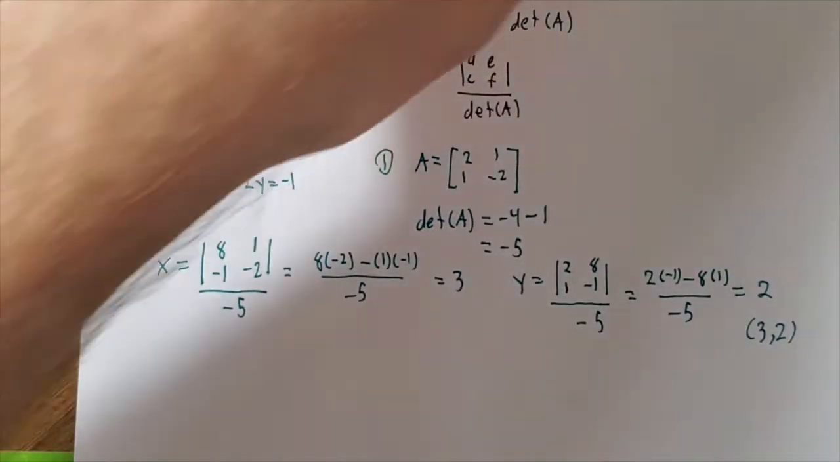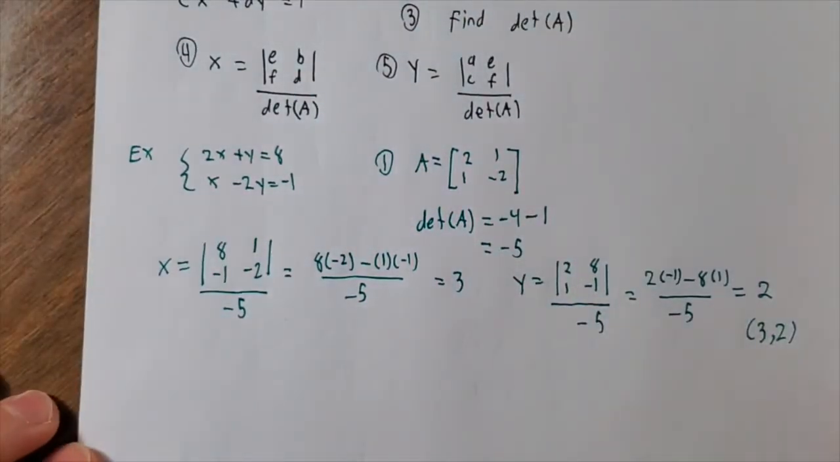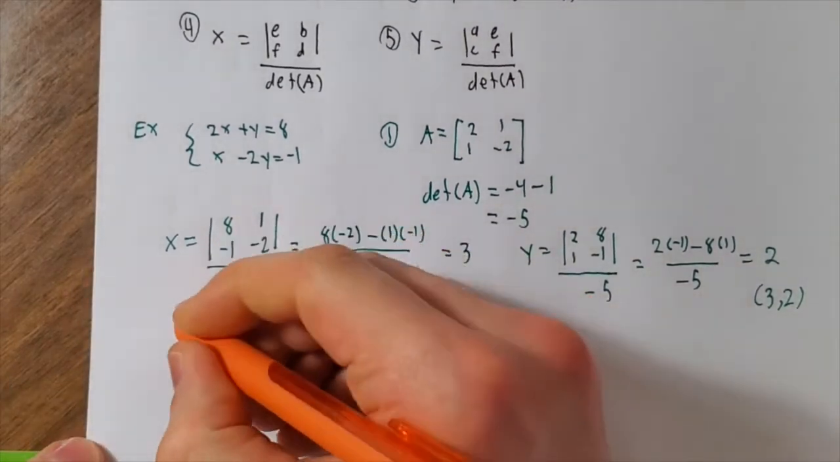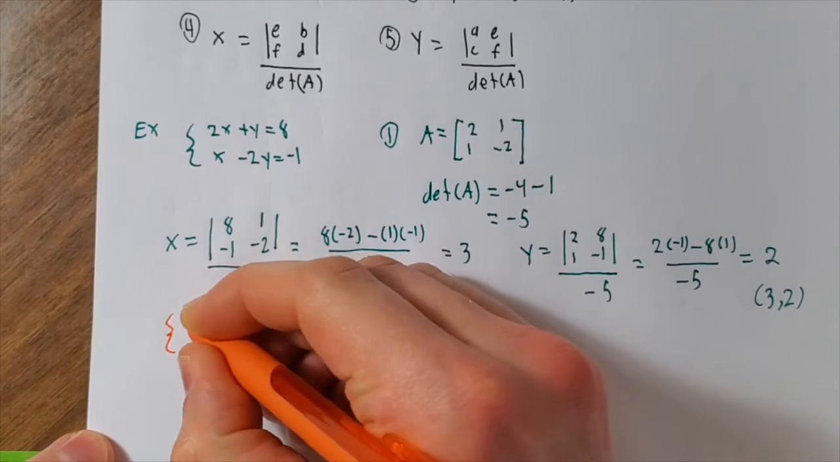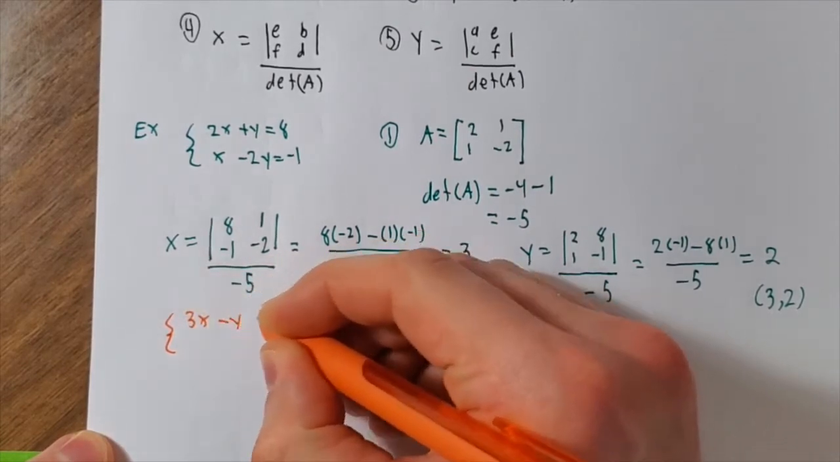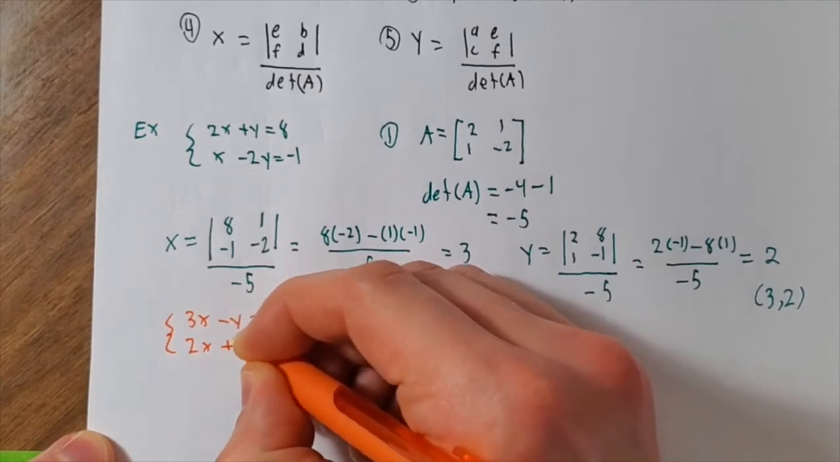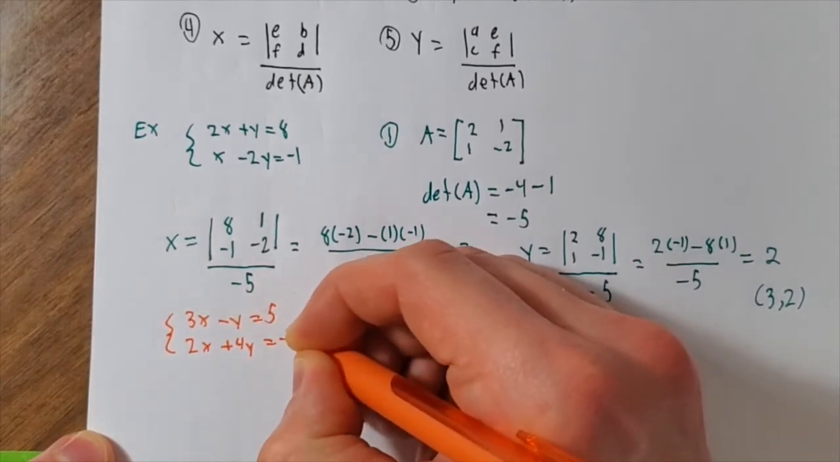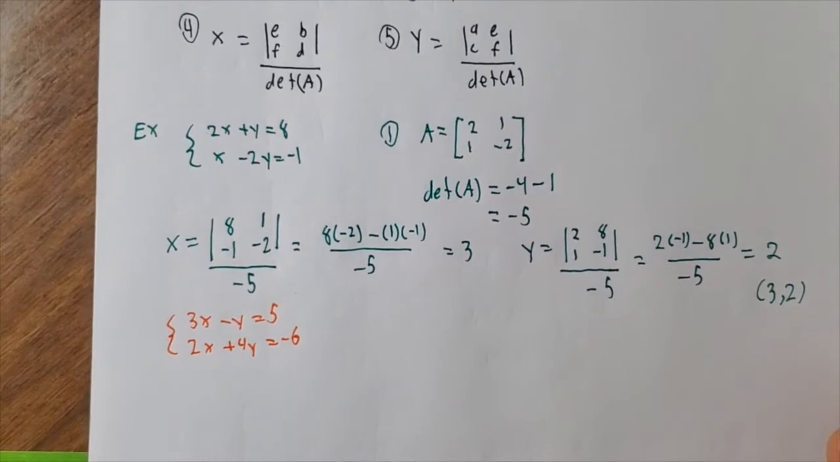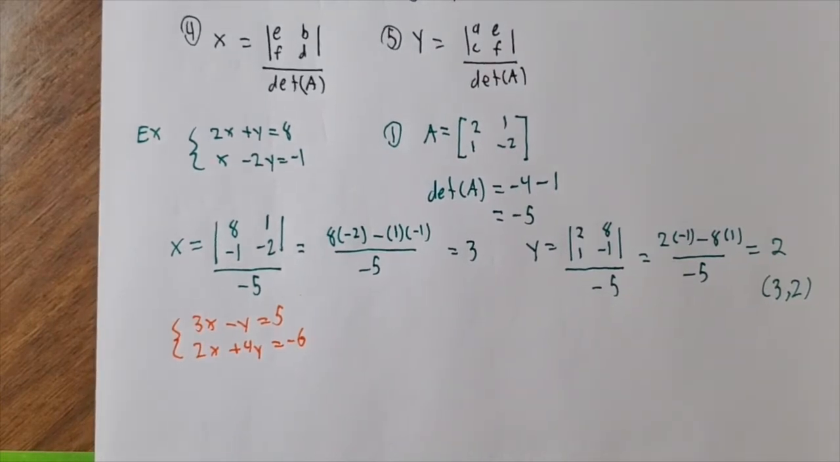So let me give you an opportunity to practice this again, where I'll give you another example system. So try out 3x minus y is equal to 5, and 2x plus 4y is equal to -6. Go ahead and pause the video and see if you can use Cramer's rule to find the solutions for x and y.